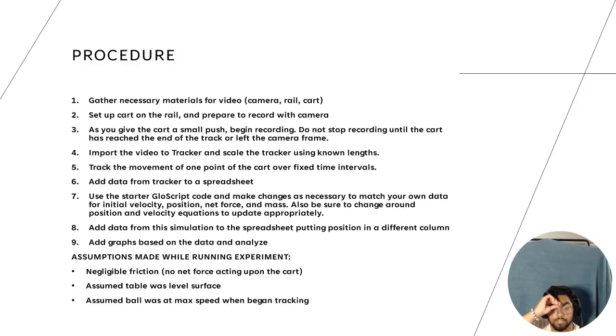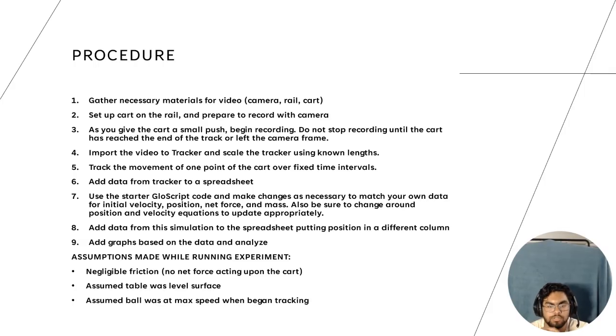So our procedure, we first gathered the necessary stuff for the video. We set up the cart on the rail and gave it a little push. We started recording after we let go of it, and then we imported the video onto Tracker and scaled our values, knowing the lengths that were in the video. After that, we tracked the movement of one point of the cart over fixed time intervals. And then we added the data from Tracker into a spreadsheet.